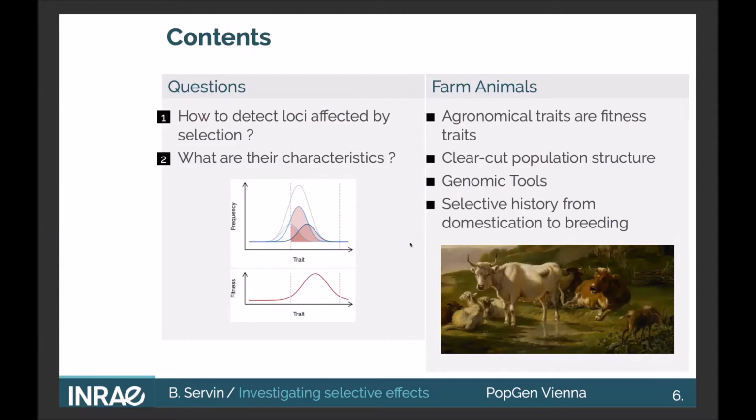There is also usually a quite clear-cut population structure, with very differentiated populations and not too much gene flow between them. Also, because of man's management, they tend to be reared in breeds that are genetically close. We have genomic tools available to study their genomes. And they also have an extensive selection history, from the domestication from wild relatives to their recent breeding and improvement. So they are, in some sense, models of adaptation.